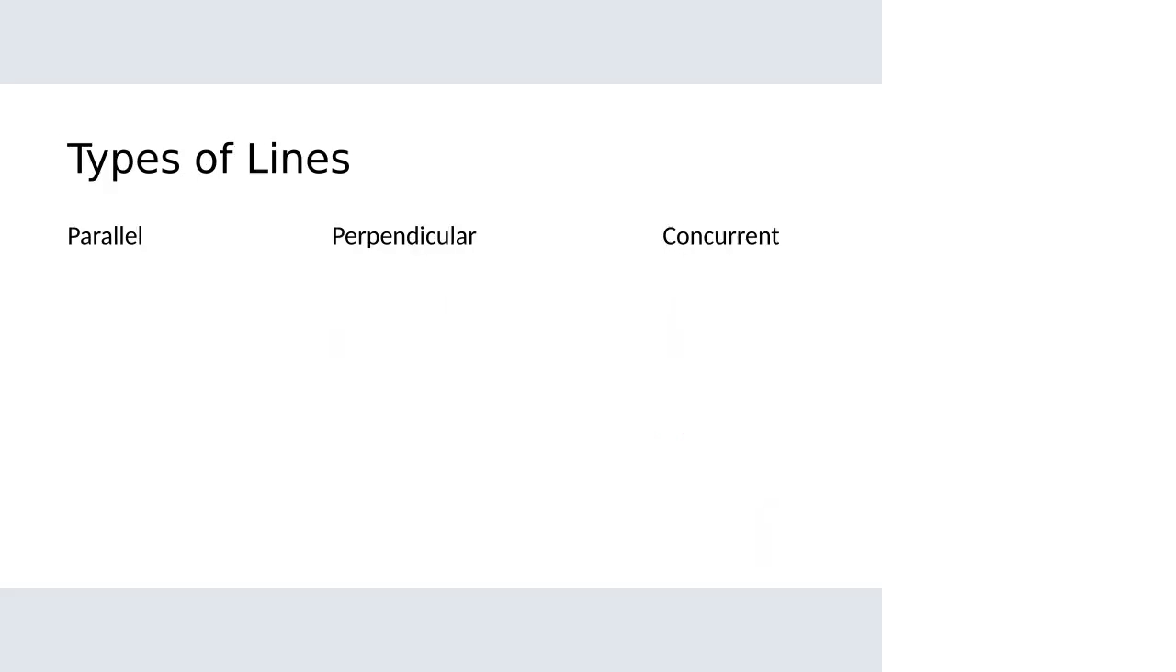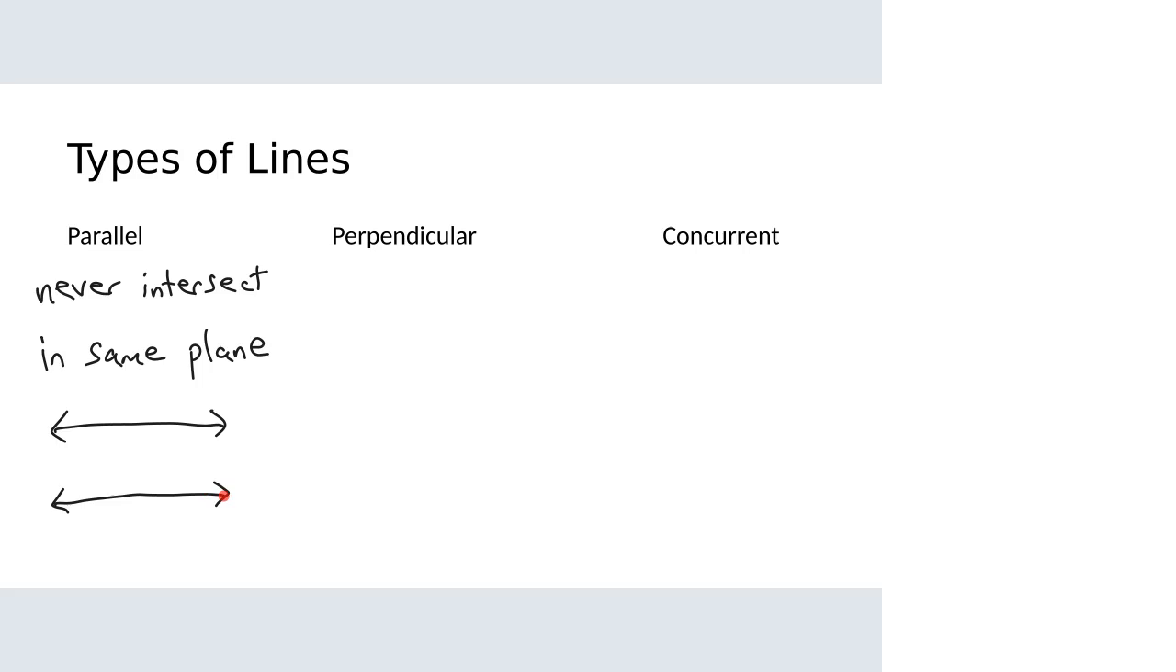Different types of lines. We have lines that can be parallel to each other. Parallel lines never intersect. And I'm also going to throw in this caveat that they are in the same plane. That'll make more sense in a few minutes, but parallel lines never intersect. They're in the same plane, like those two lines right there. They go on forever in both directions, but they never intersect. They're in the same plane. That's what makes those parallel lines.